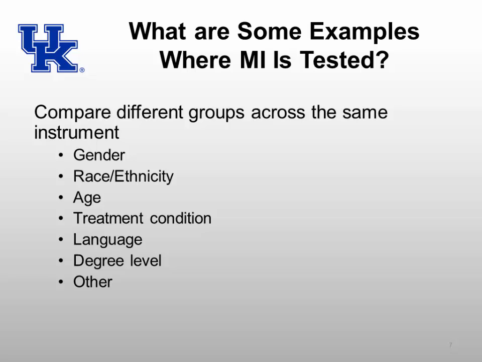So some examples where measurement invariance is used. We can compare different groups across the same instrument. So again, with our instrument that looks at child language, we can compare several different groups on their scores on language. We can look at them by gender, by race and ethnicity, by age, by treatment condition. These are examples of the things that we may look at with measurement invariance. And there can be any other variables of interest that you have in your data set.